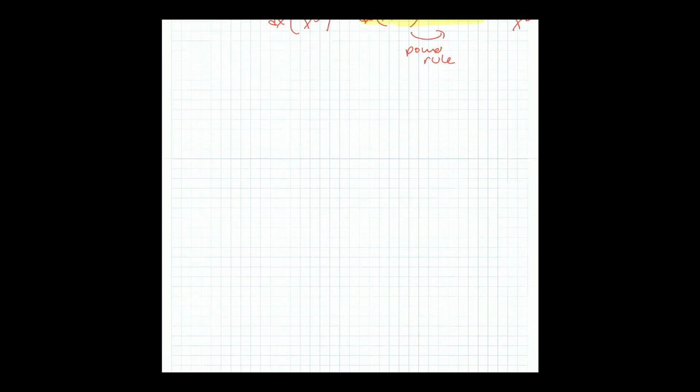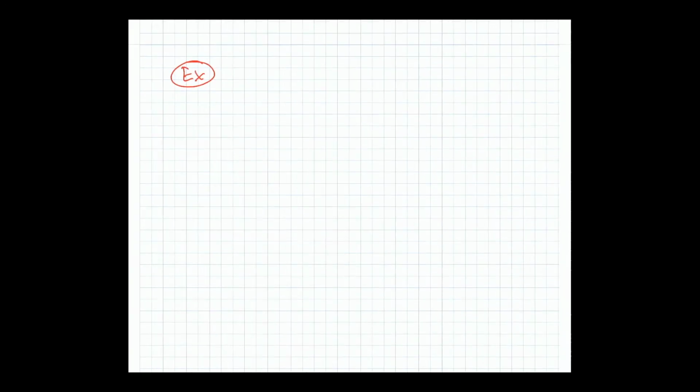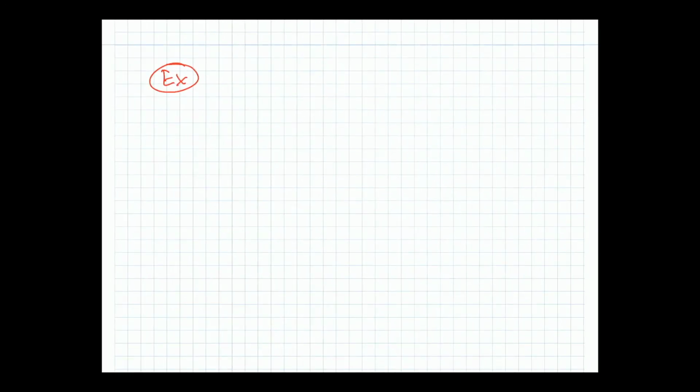They really like those constant problems. They don't want to give me power rule problems. I'll just make up a power rule problem. Example. So here's one thing they do. Well, no, let's not do what they do. Let's do an easier one first.